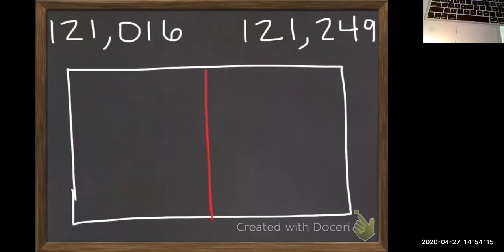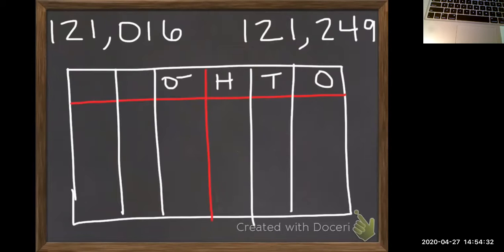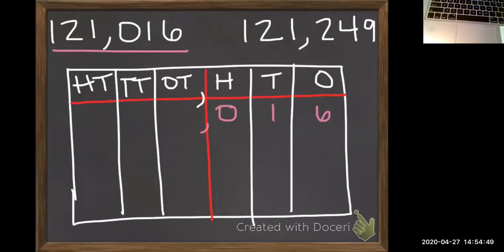Let's try another one. Again, I start out with my place value chart. I need 3 columns in the thousands, and I need 3 columns in the units period. This is ones, tens, hundreds, 1,000s, 10,000s, and 100,000s. Now you know what to do next. I just simply place the numbers in the chart, starting with the ones. I'm just filling it in. And now I'll fill in the second number right below it.